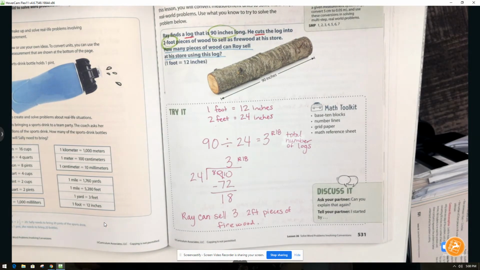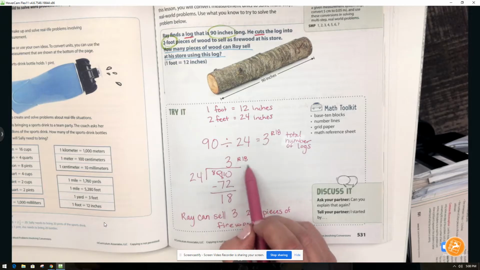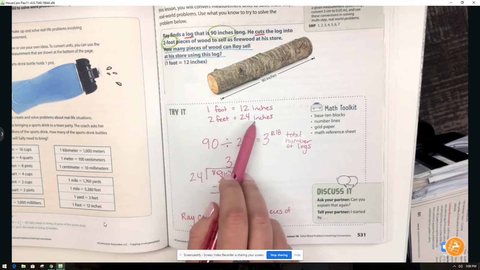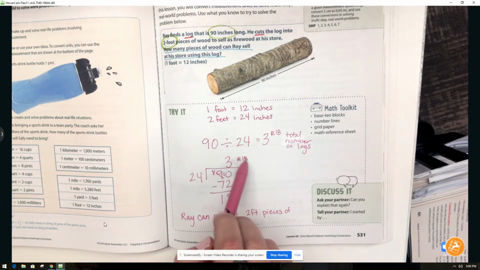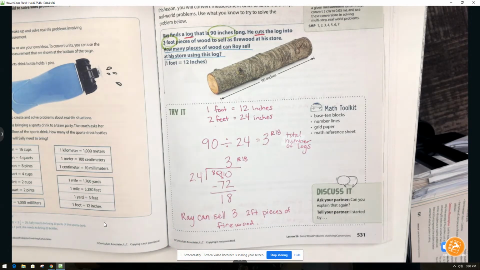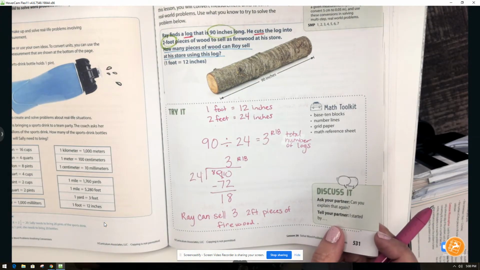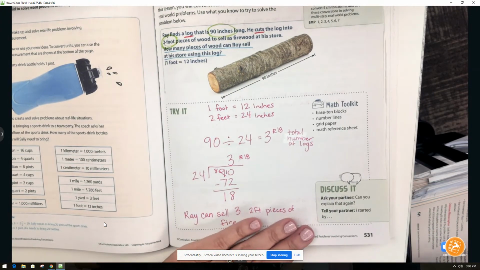Now, why couldn't he sell 4 pieces? Well, he couldn't sell 4 pieces because that leftover piece only had 18 inches, and he needed it to be 2 feet, which would be 24 inches. So we didn't quite have enough for that 4th piece of wood. Now we're going to go ahead and go to the next page.